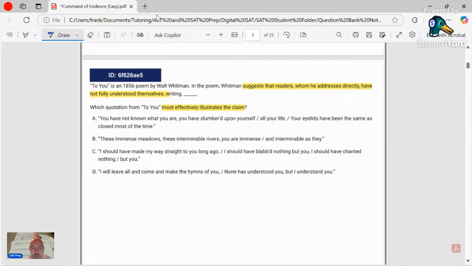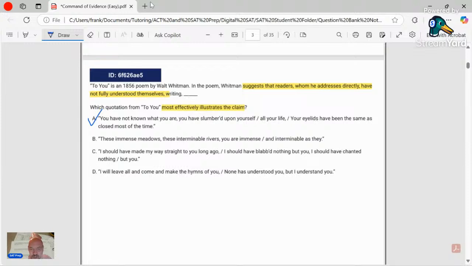You have not known what you are. You have slumbered upon yourself all your life. Your eyeballs have been the same as closed most of the time. Well, that seems pretty good. Directly addressing someone, saying you don't know yourself. Your eyes are closed. You've slumbered upon yourself. You don't know what you are. Okay, so that one fits.